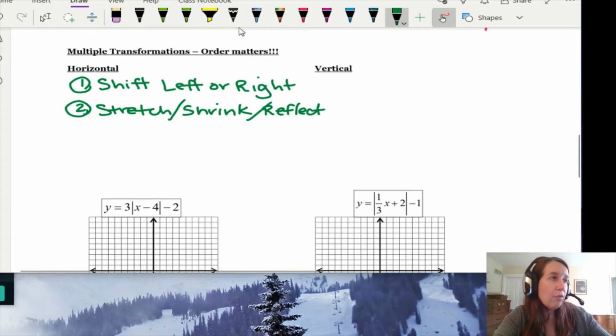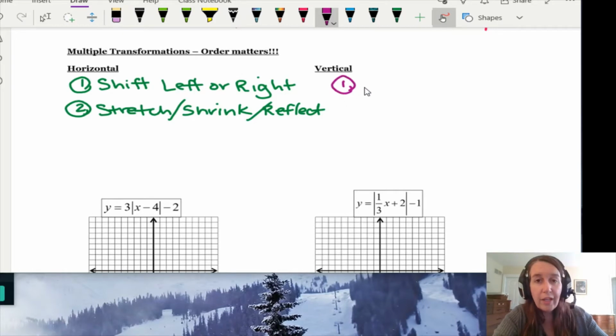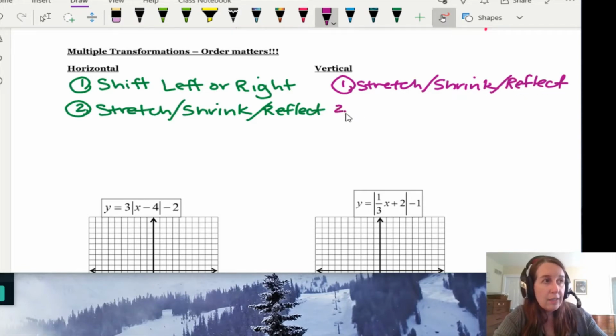In the vertical, that's reversed. So in the vertical, you're going to start by multiplying or dividing. So in other words, stretch, shrink, reflect comes first. And then second, we're going to shift up or down.